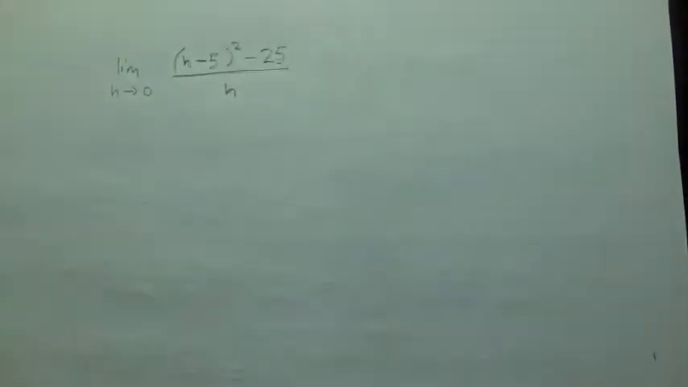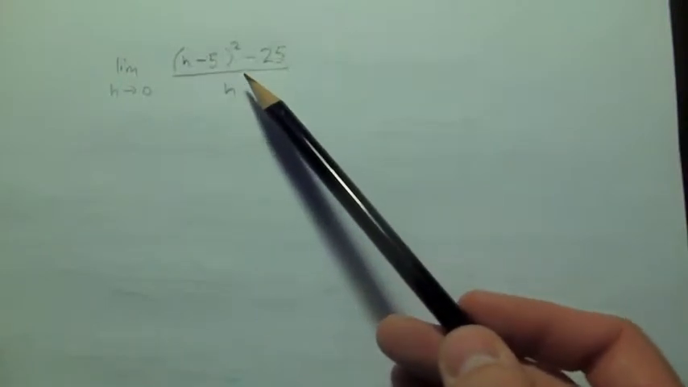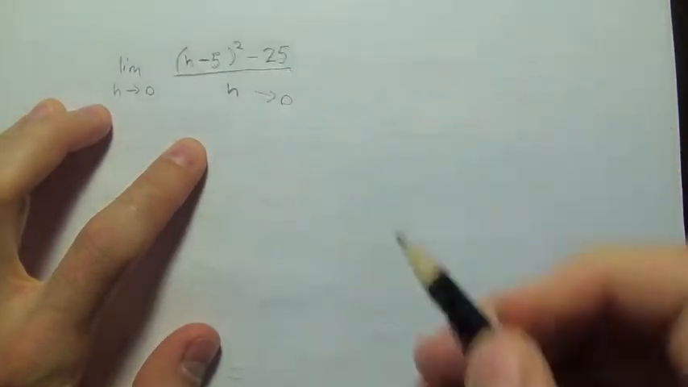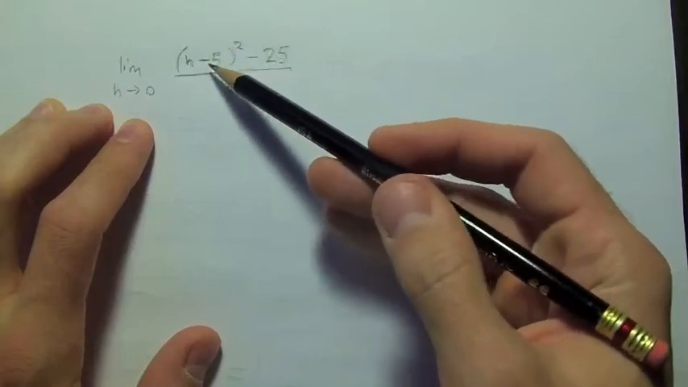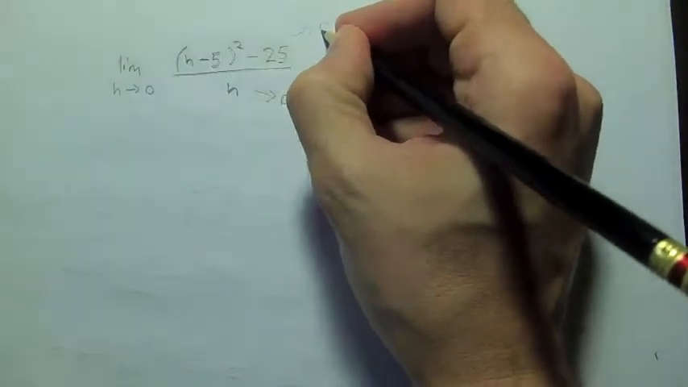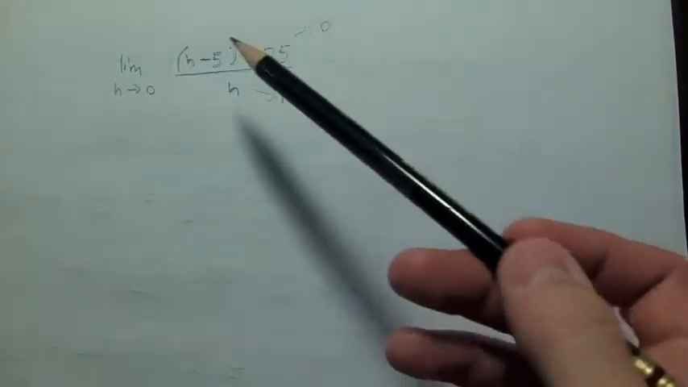Okay, next example, let's look at the limit as h goes to 0 of h minus 5 all squared minus 25 all over h. Now, here's an example that we haven't really touched on before. I mean, clearly, we can't just plug in 0, because if we do, the denominator is going to go to 0. Okay, and the numerator will too, because 0 minus 5 will be negative 5, squared is 25, minus 25. This also goes to 0. But this isn't something where we can just factor. Yeah, I can't really factor this thing.